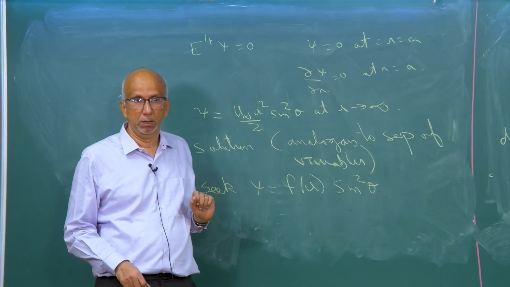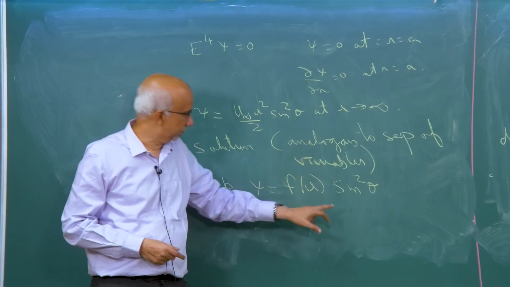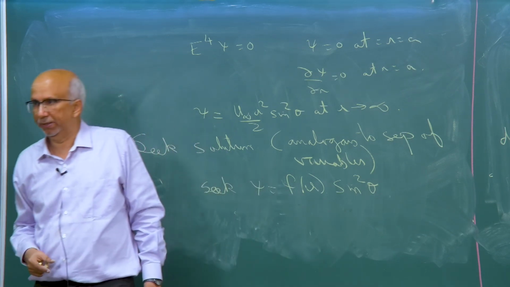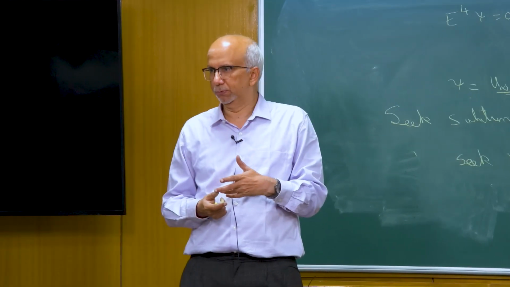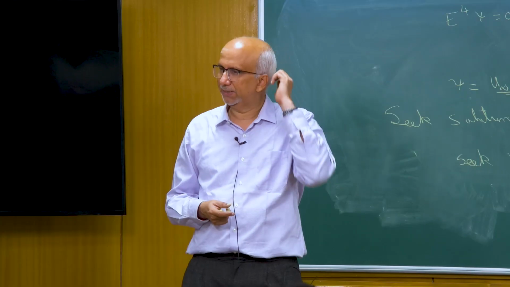So, I am saying if it has to behave far away as sin squared theta, I am going to assume the theta dependency to be of the form sin squared, because I have to satisfy the boundary condition also. I am not saying the r dependency is r squared.